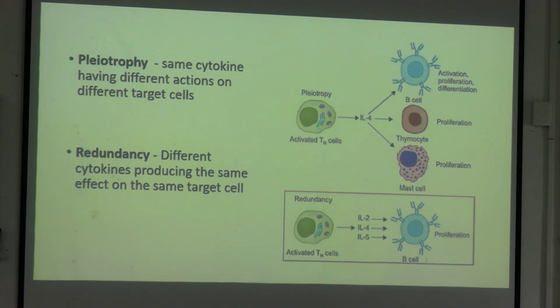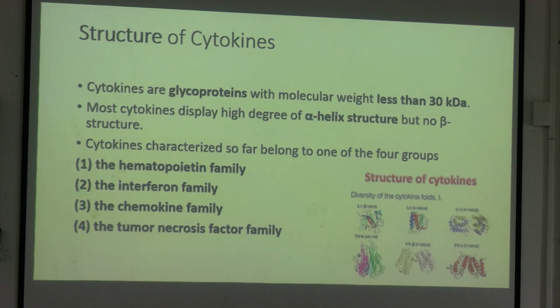প্লিওট্রফি and redundancy, these are the properties of cytokines. Pleiotropy কি বলছে? The same cytokine will be having different actions on different target cells, that is the pleiotropy. Redundancy কি বলছে? Different cytokines will be producing the same effect on the same target cell. Okay, so these are the properties of cytokines, nothing much.